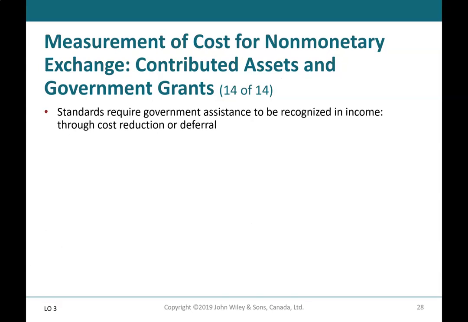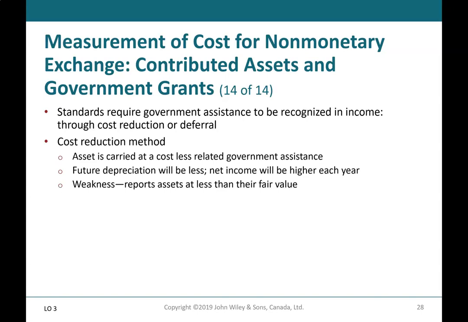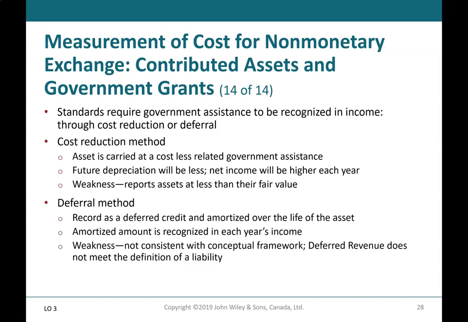Measurement of the cost for non-monetary exchange, contributed assets and government grants, 14 of 14. Standards require government assistance to be recognized in income through cost reduction or deferral. Cost reduction method: the asset is carried at cost less related government assistance. Future depreciation will be less, so net income will be higher each year. Weakness: reports assets at less than their fair value.